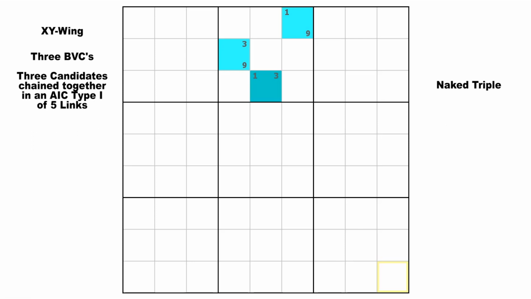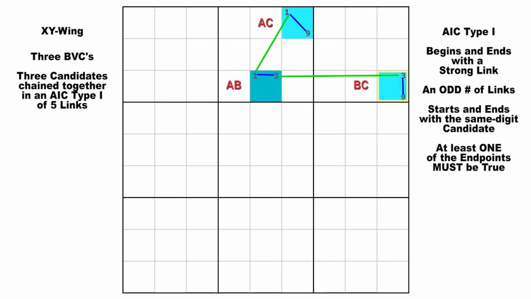So let's go back to the chain. Strong, weak, strong, weak, strong, 5 links. Same candidate on both ends, starts and ends with a strong link. One of the endpoints must be true, so any same-digit candidate that can see both ends of the chain must be false and can therefore be eliminated.